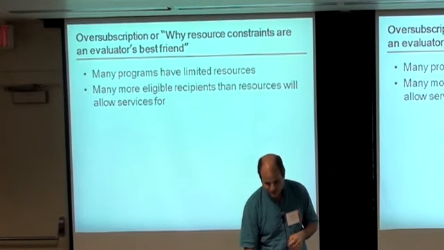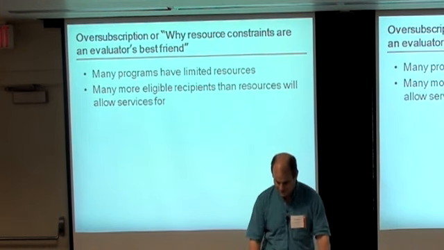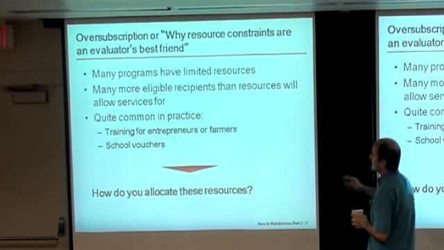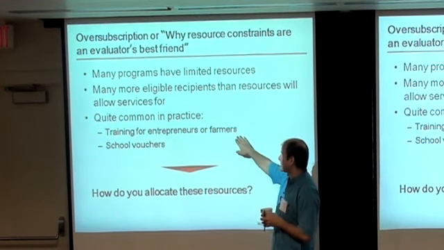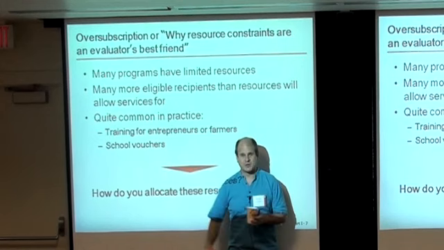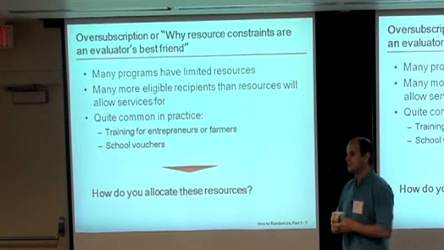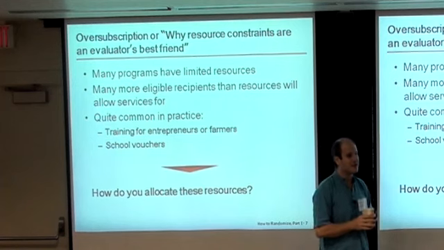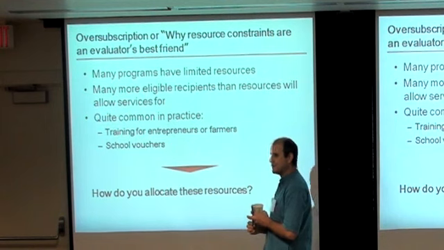Okay, so why are resource constraints an evaluator's best friend? I think I've actually already said most of this, but basically, most programs have limited resources. Examples of where this has been done are training programs for entrepreneurs or farmers. School vouchers is perhaps one of the single most common examples, where there's a government program to provide school vouchers for a private school or secondary school or even college, and they just can't educate the entire population of people who want to go to private school.